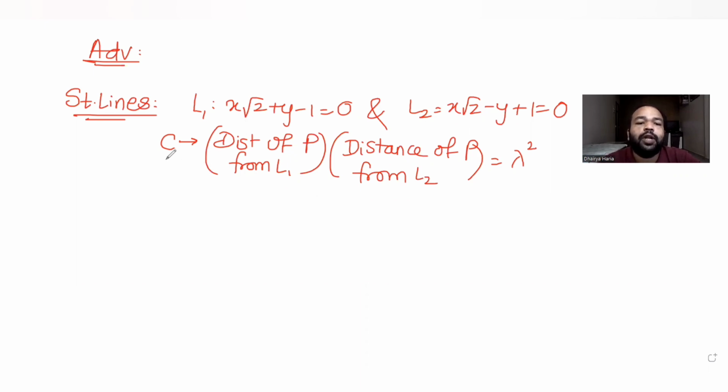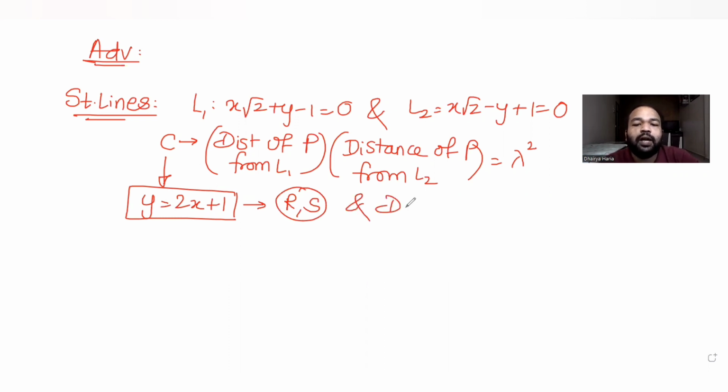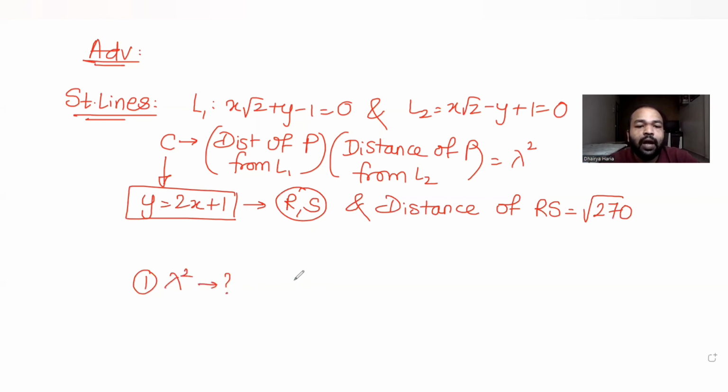Then we have further been told that once you find the equation of curve C, the line y equal to 2x plus 1 meets the curve C at points R and S. And we have also been given that the distance between the points R and S is equal to under root of 270. With these conditions, we have been asked to find, in the first part of the question, the value of lambda square. There are four options given to us: 4, 9, 25 and 8. So we need to figure out which of the four options is the correct one.